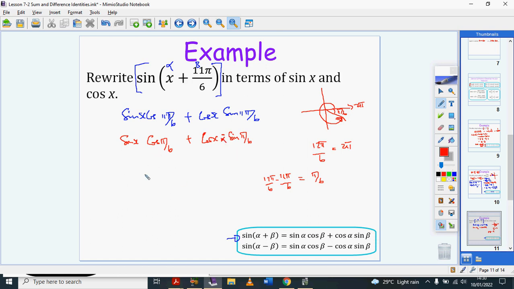So cosine pi over 6 is the cosine of 30, which is the same thing as root 3 over 2. So that's root 3 over 2 sine x minus, because of this negative sign, sine pi over 6 is a half, so this is just a half cosine x. So now I can factorize out the half and say this is half, open brackets, root 3 sine x minus cosine x. I have written it in terms of sine and cosine. Yeah. So I hope you see that.